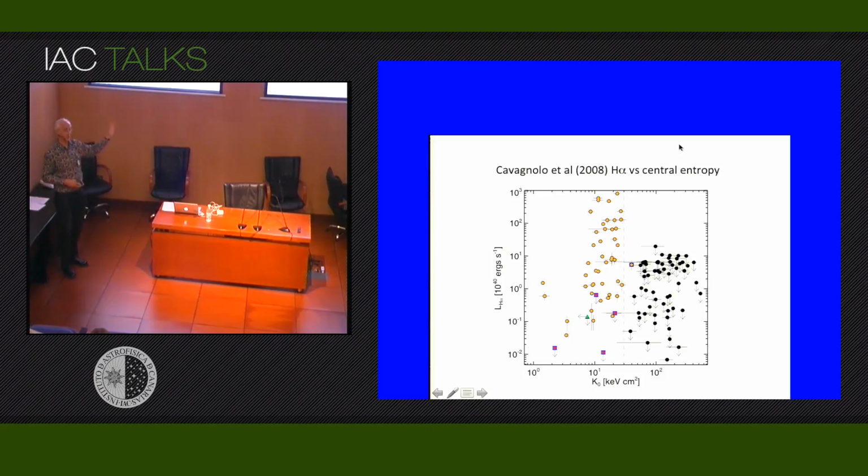You can do this also with the radio power, and it has a very similar dichotomy: above a certain value of this central entropy, there is one system where you detect the central galaxy in H-alpha, and to the left of that, to lower values of that central entropy measured from the X-rays, is something like 95% detection of optical emission lines from the central galaxies. That can't be a coincidence. So there's something about the X-ray properties and the properties in the central galaxy that are linked.